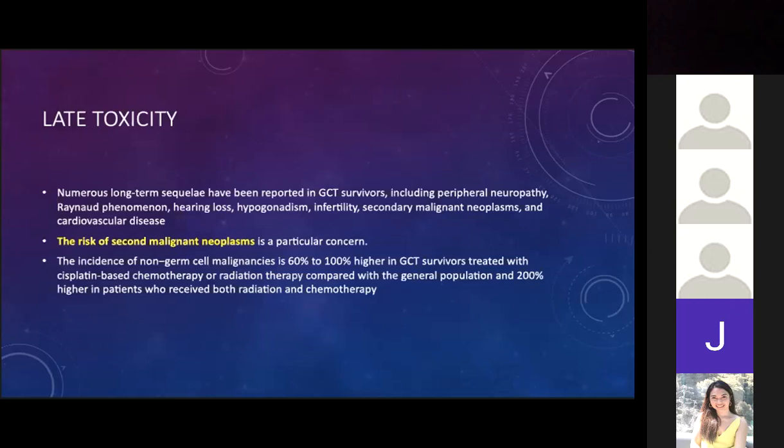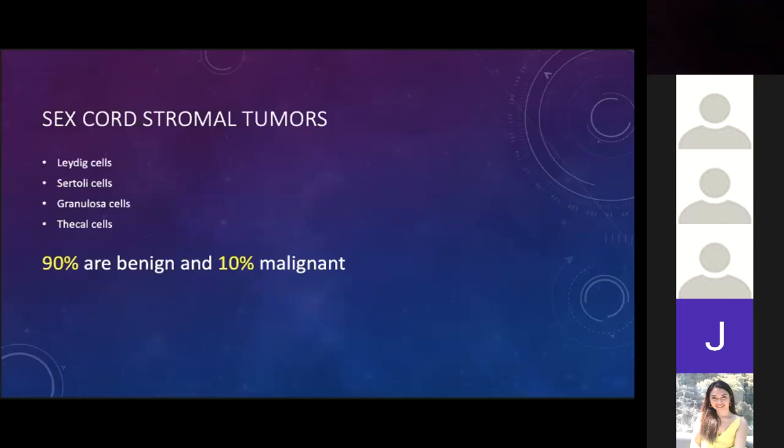And with the successful cure of patients, even those with advanced disease, is an important treatment objective. An important treatment objective for this is minimizing the treatment-related toxicity without compromising your curability. Now we go on to our sex cord stromal tumors. So this includes your Leydig cells, Sertoli cells, granulosa cells, thecal cells.